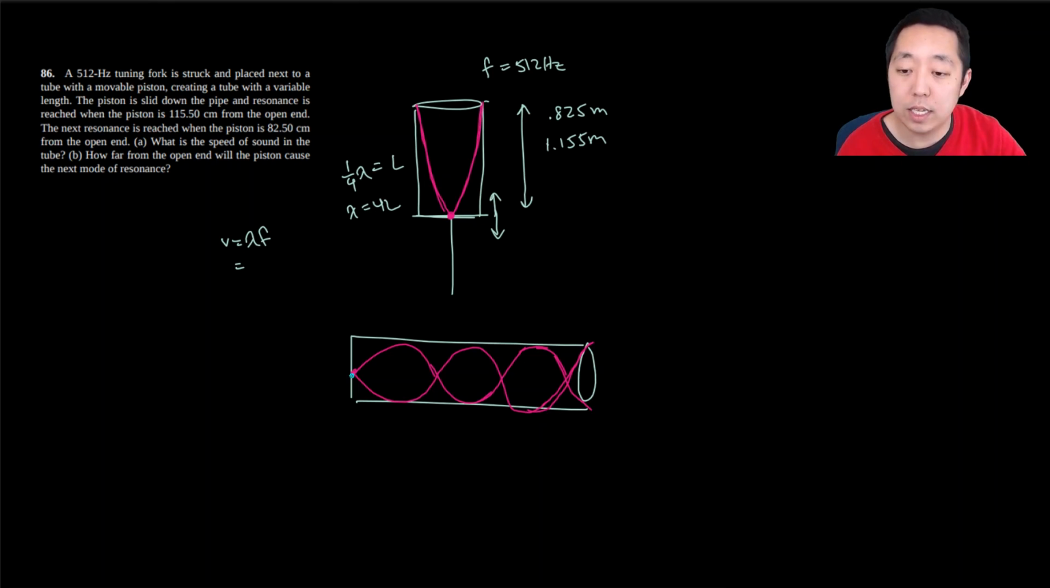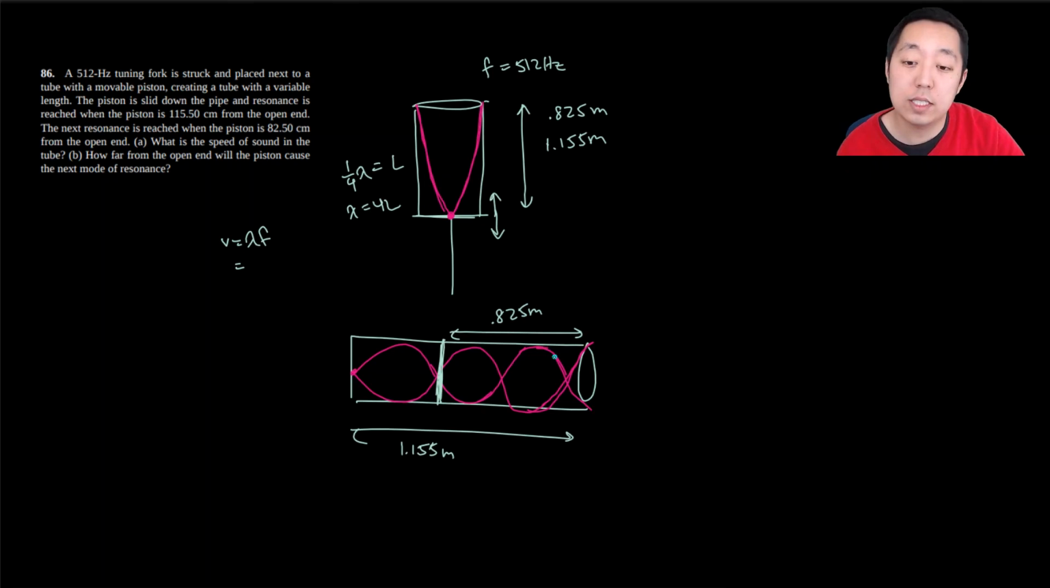What they're really saying is, because the frequency is constant and I'm just changing the L, that if my first resonance is at a distance of 1.155 meters, and I move this piston so that it closes here, it resonates again, because you see this point is a node again. So this distance here is 0.825 meters. But it's the same wavelength, just different harmonics. I think that is the way you want to think of it.